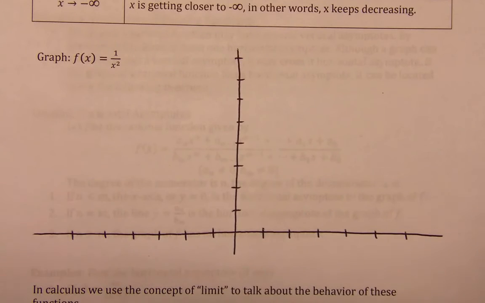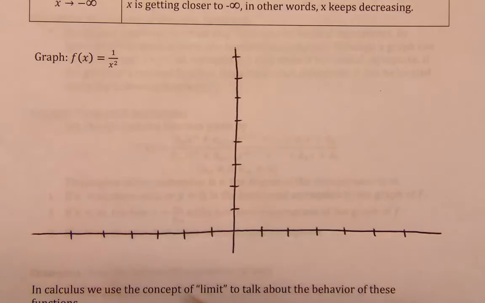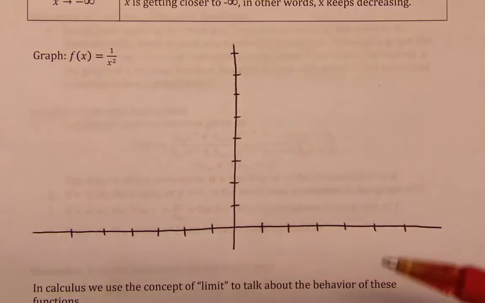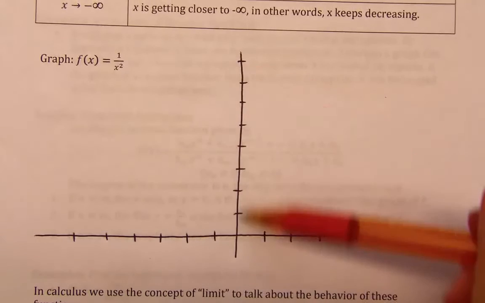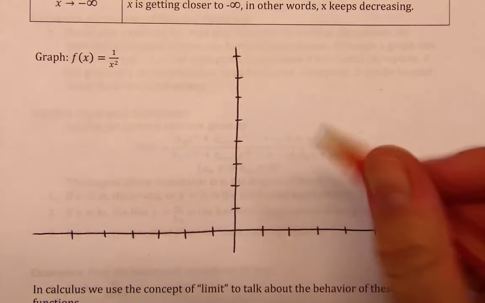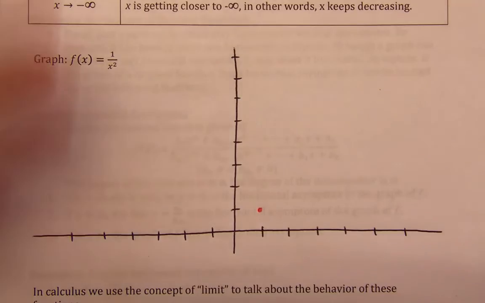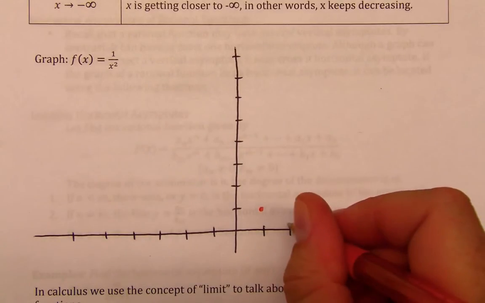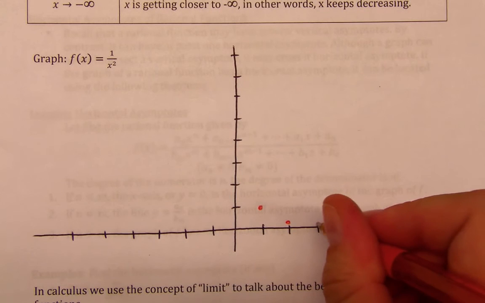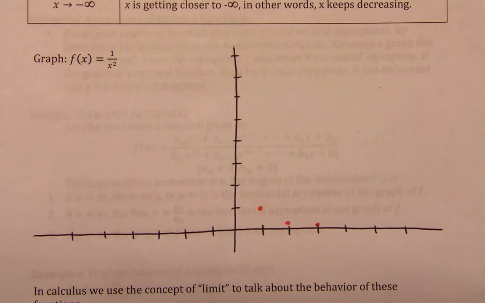Now looking at our function, 1 over x squared, I still can't plug in 0 because that would be undefined, and so you can probably guess we're going to have a vertical asymptote right there. I can plug in 1, and plugging in 1 gives me 1. Plugging in 2 gives me 1/4, so it's getting closer to the x-axis even faster. Plugging in 3 gives me 1/9, and I'm just going to continue to get these really small fractions.